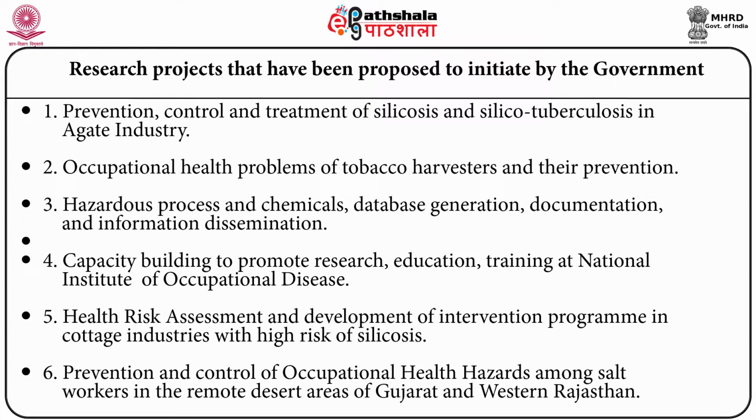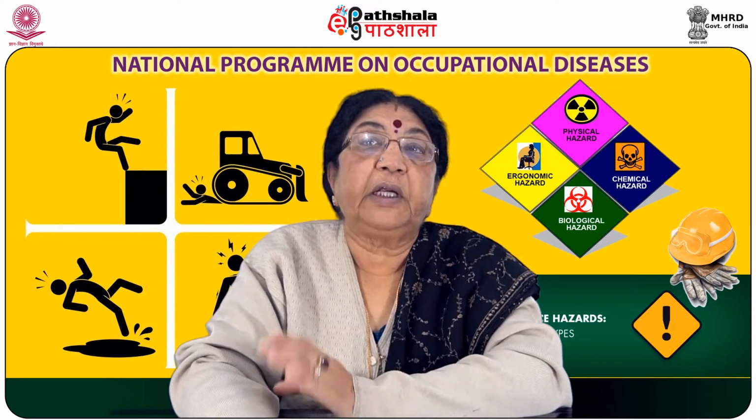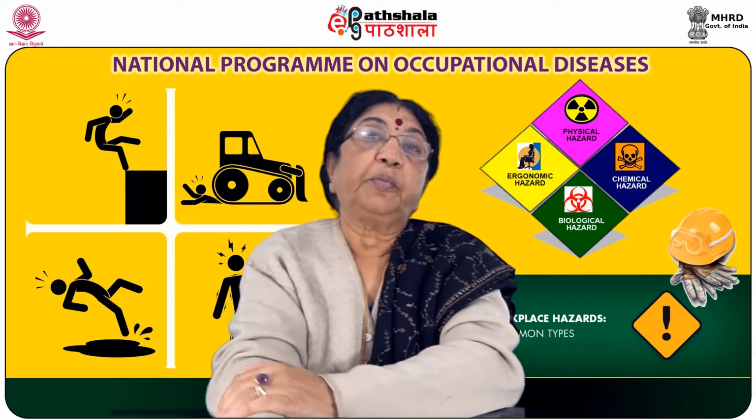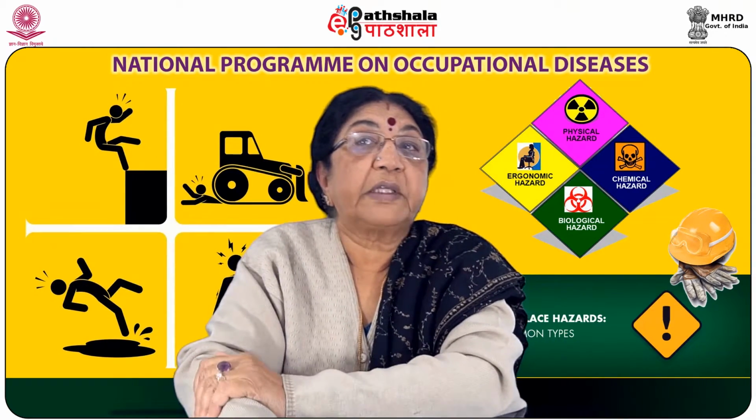Now the government is definitely taking some steps to legalize and to take important protections against silicosis and tuberculosis, which is vastly prevalent in these areas. Occupational health programs of tobacco harvesters and their prevention.